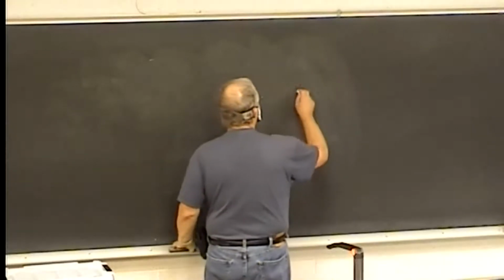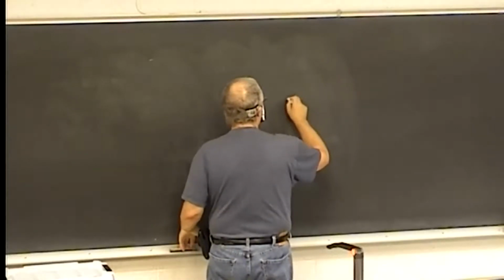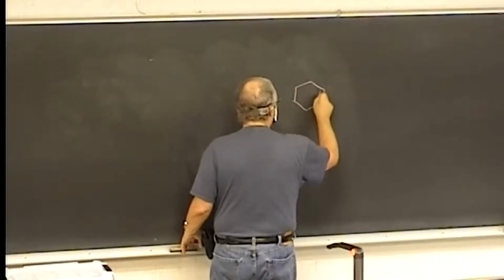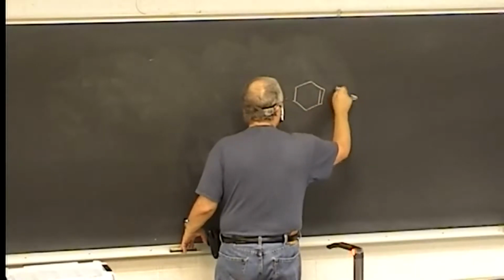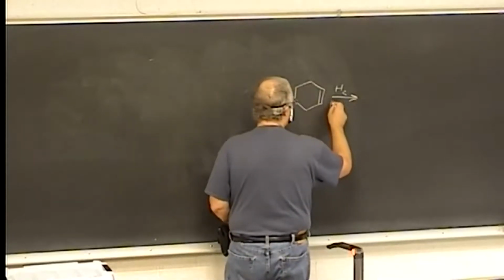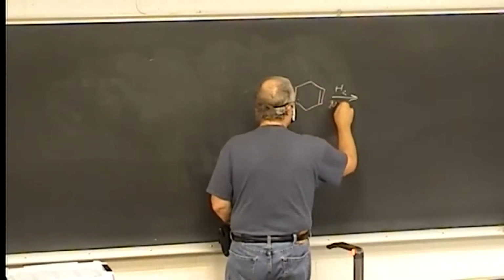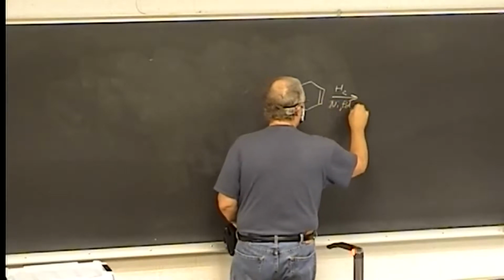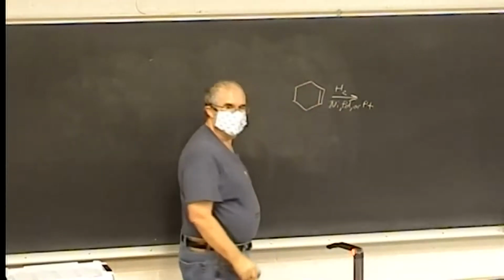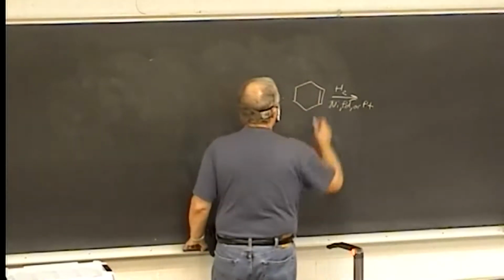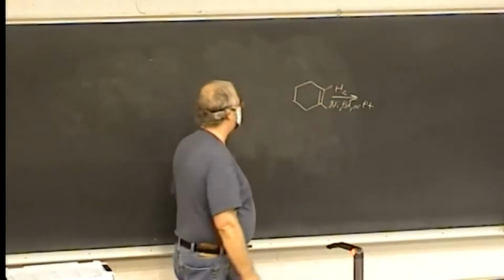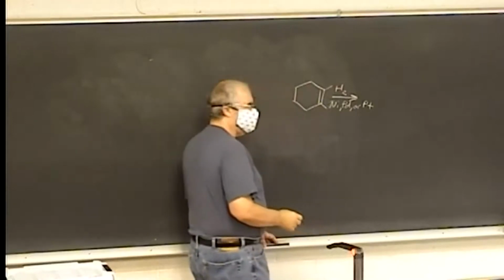We also talked about hydrogenation. We use hydrogen gas and a catalyst, usually nickel, palladium, or platinum. This adds hydrogen. Let's make this 1,2-dimethyl. This reaction is also stereoselective.